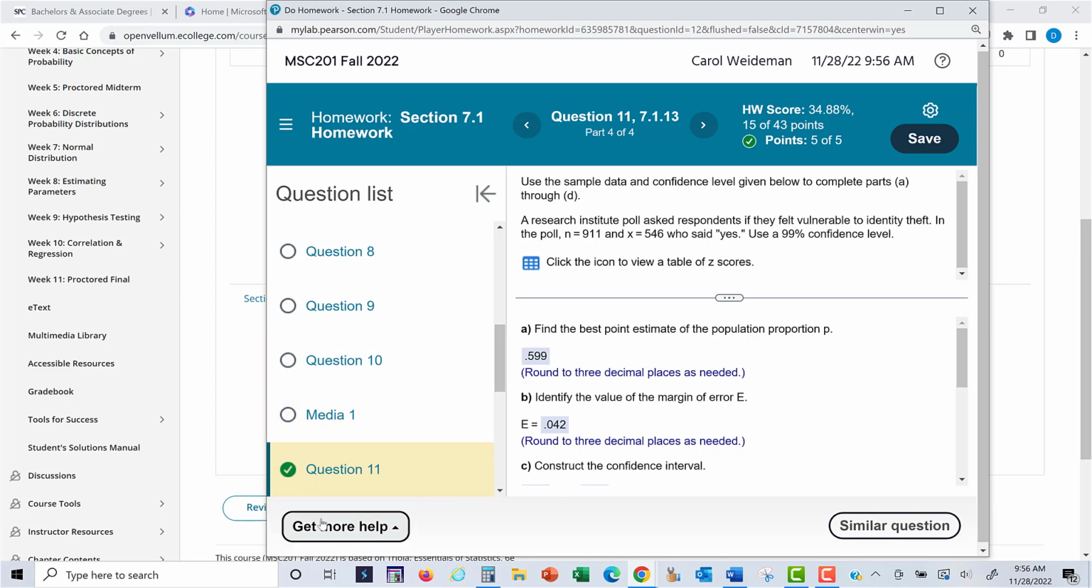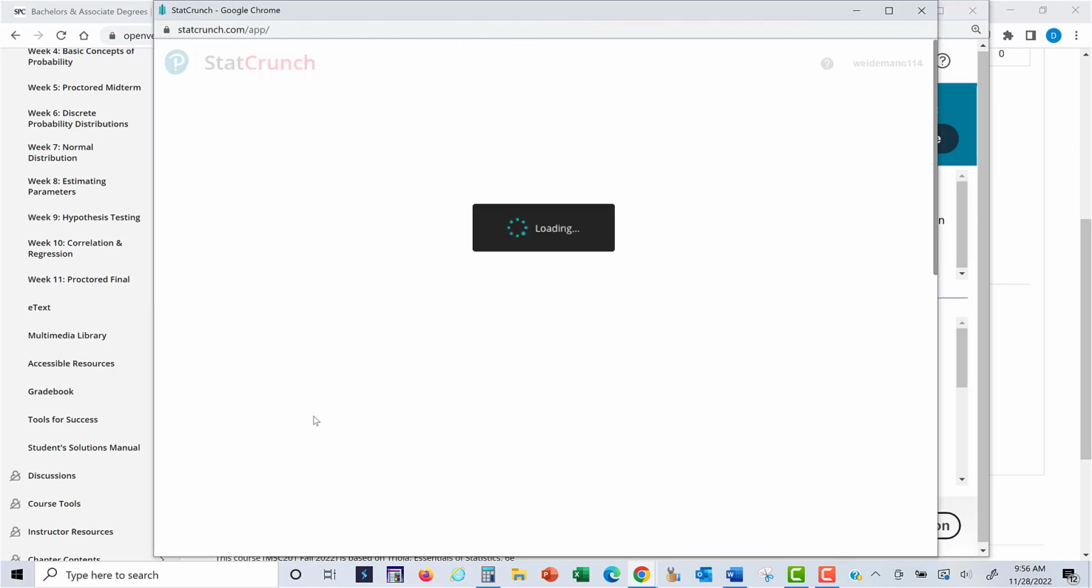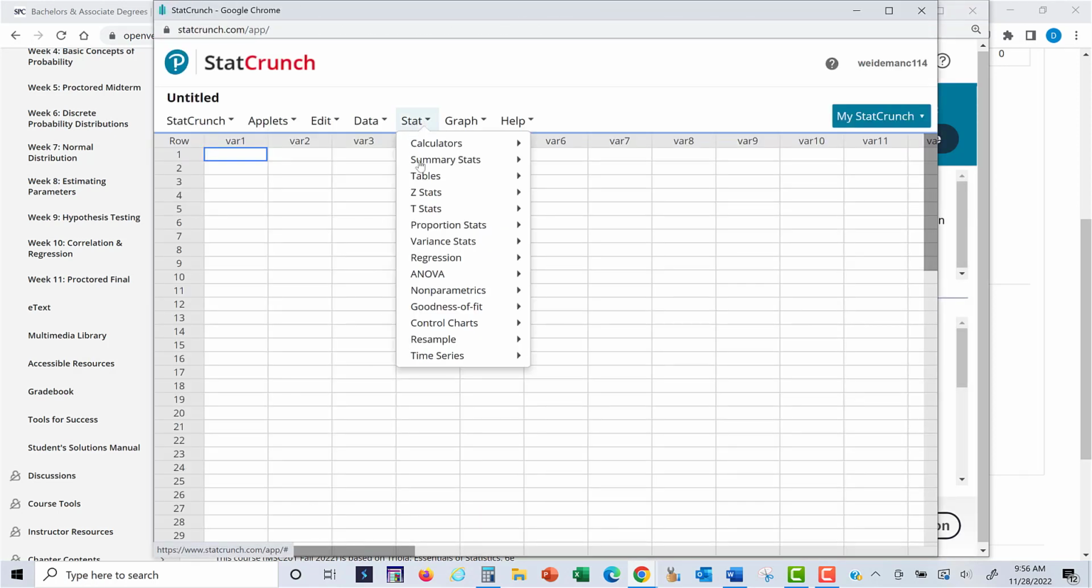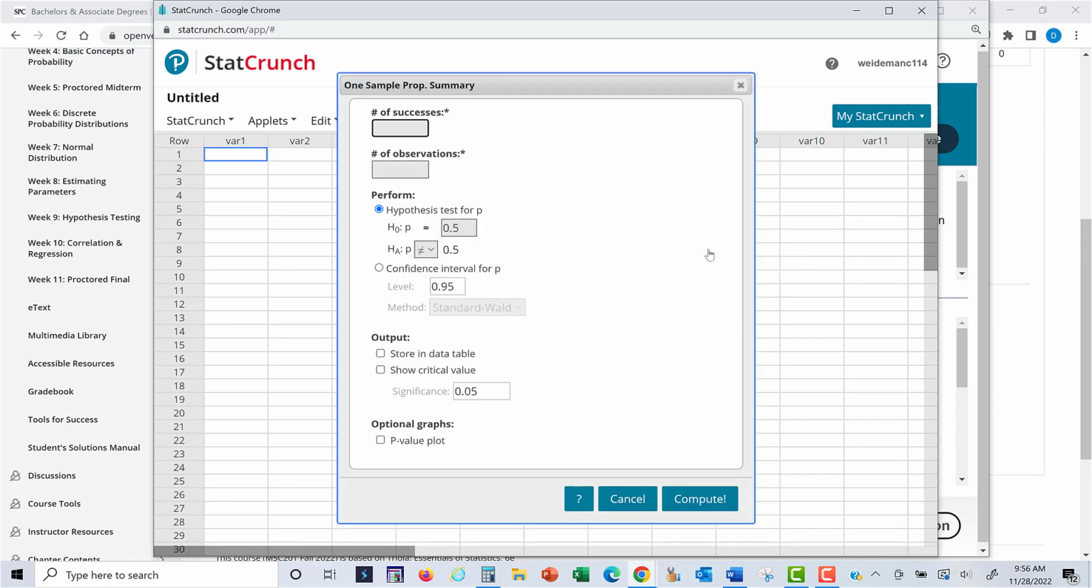So what I'm going to do is go to question help, and I'm going to open StatCrunch, and we're dealing with proportions here. So I'm going to go to Stat, Proportion Stats, One Sample. All the proportion problems, both in this week and also in the week coming up with hypothesis testing, use summary data.